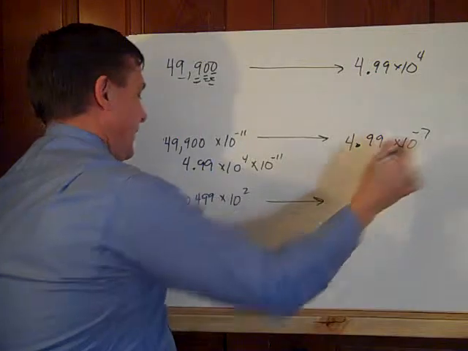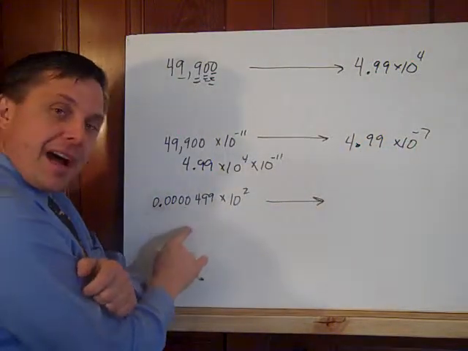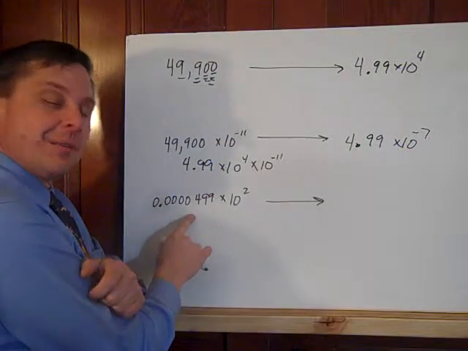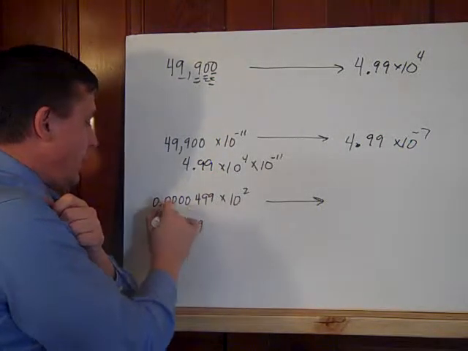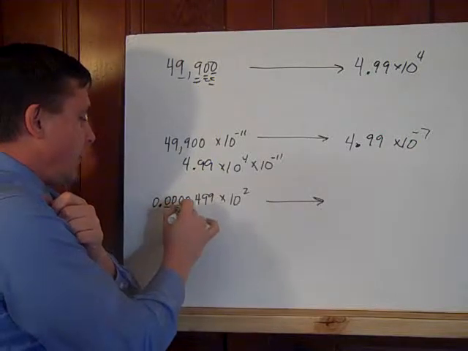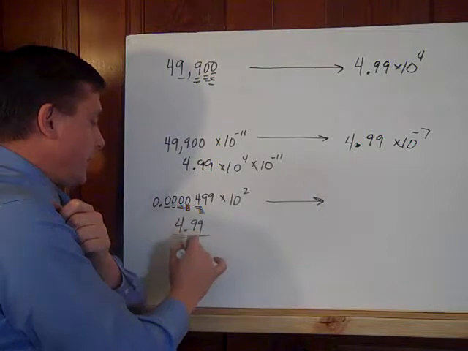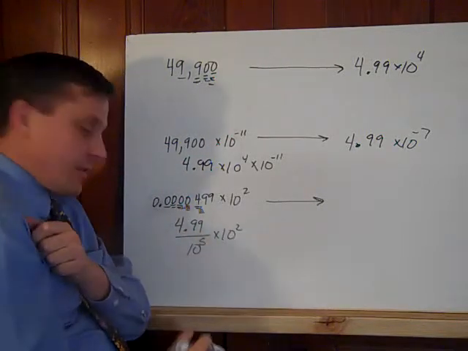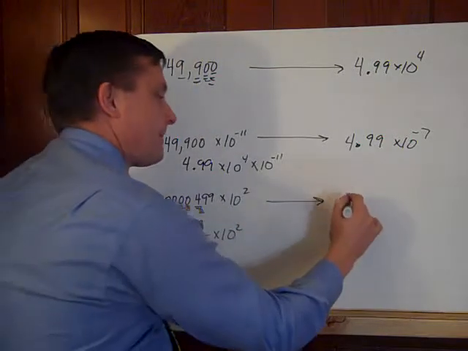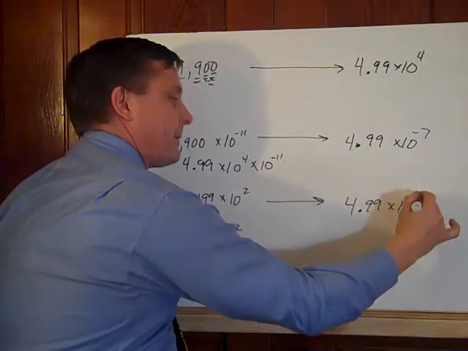And then finally, I have a number here. I know I'm going to have to multiply the top to make 4.99, but I'll have to divide by it. And again, I really like to write it out. 1, 2, 3, 4, 5. So that's over 10 to the 5th. That's the equivalencies. 2 minus 5, 4.99 times 10 to the negative 3rd.